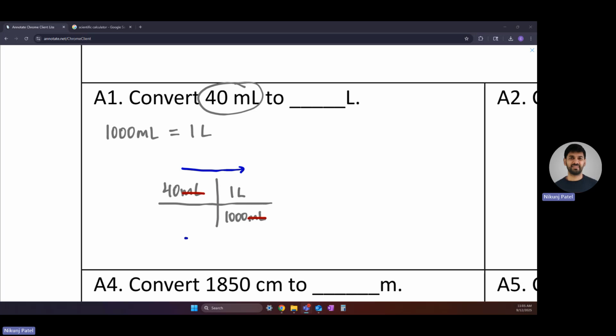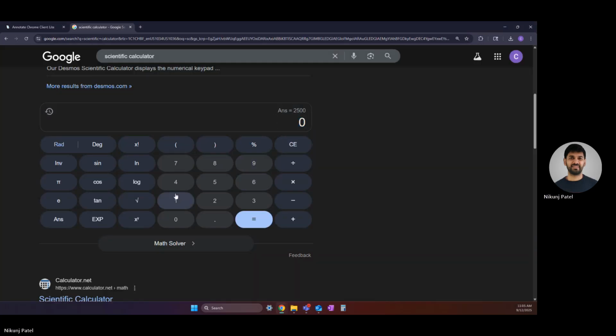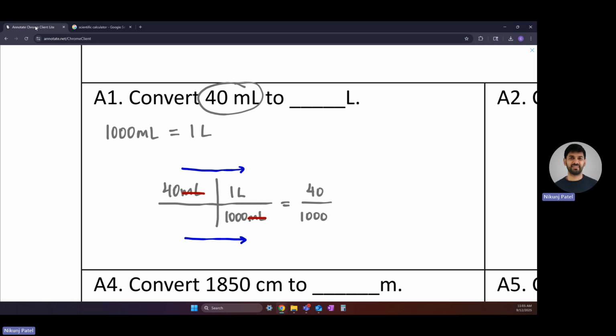So when you want to finish the conversion, we just multiply across the top and we multiply across the bottom, which in this case, on the top, we have 40 times 1, which is 40. Across the bottom, there's just one number, so we're going to keep that number, 40 over 1,000. So go to our calculator, 40 divided by 1,000 gives us 0.04.